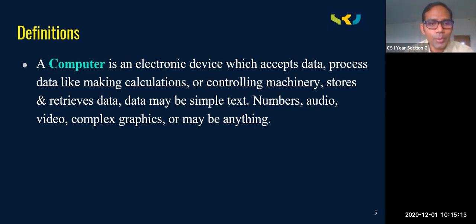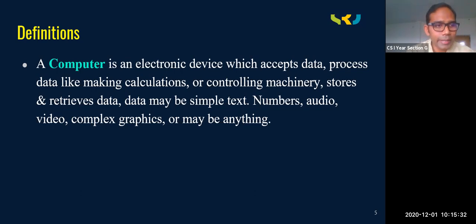Now, a computer is called an electronic device. What do you mean by an electronic device? An electronic device is one which is governed by electricity as input and which can be completely controlled by a user.